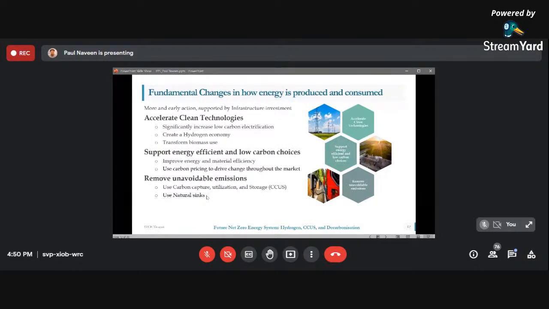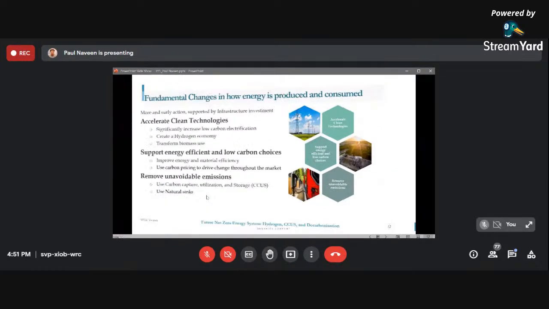And mainly stick to unavoidable emissions into the atmosphere. We don't need to adopt such things which release a lot of carbon dioxide into the atmosphere. Alternatively, we can go for things like carbon capture, utilization, and storage, and use natural sinks to sequester the carbon dioxide in the atmosphere into the subsurface, where it can be retained for a longer time. So I'll be talking about each of these things, how we can implement them in our day-to-day life, and how the technology is moving towards this to give energy security.